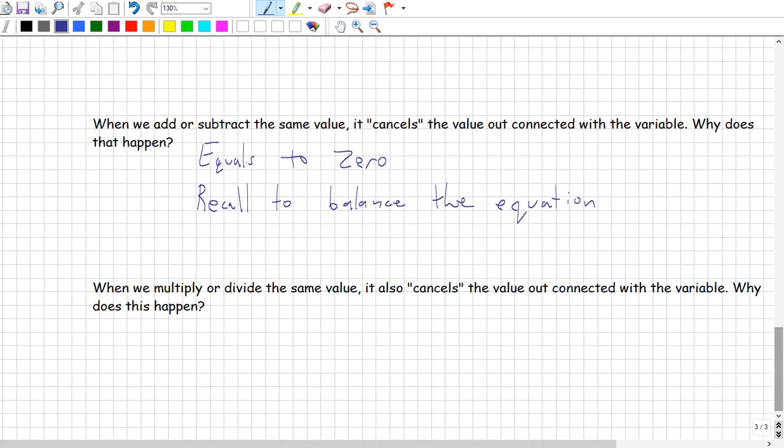And lastly, when we multiply or divide by the same value, it also cancels out the value that's connected with the variable. Why does this happen? This time, it equals a value of 1, right? And we have to balance out that equation on both sides as well. So the first time, when we add or subtract, it equals 0. We get rid of it. The second time, when we multiply or divide to get rid of the number that's connected with the variable, it equals 1. And because when we multiply by 1 or divide by 1, it just equals the same value, which is the variable.